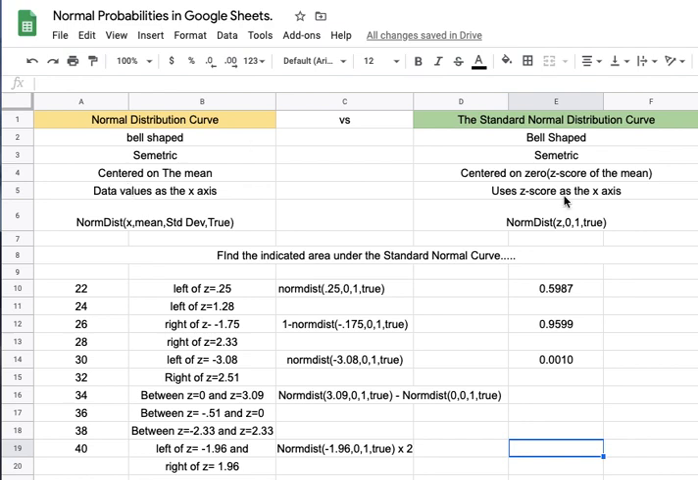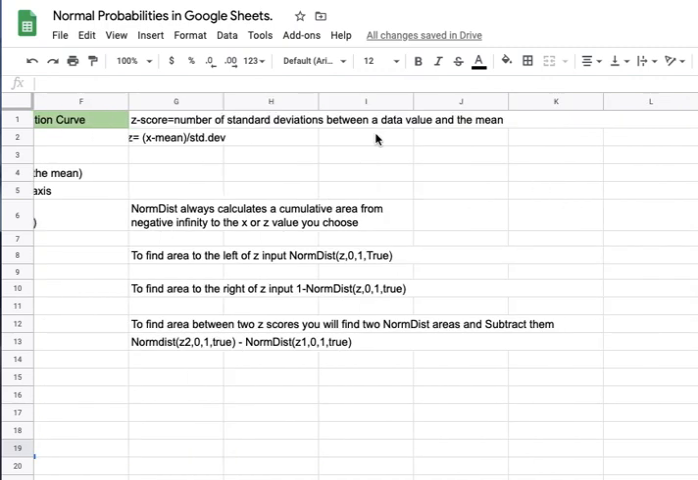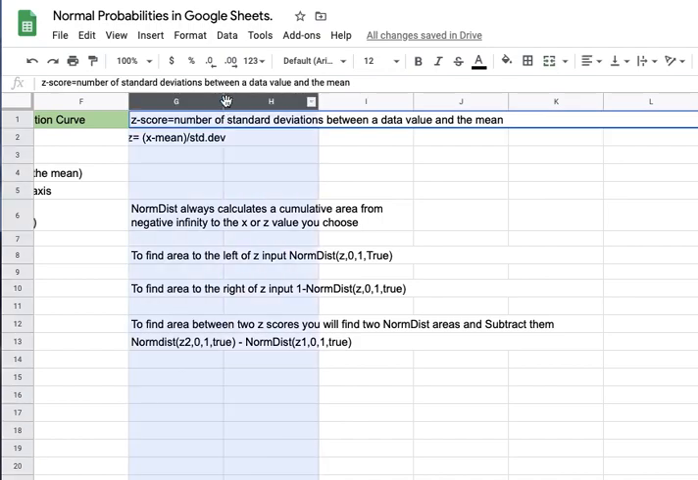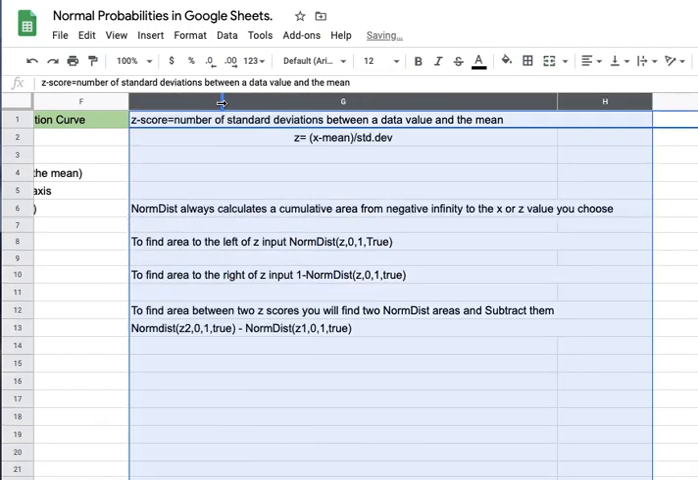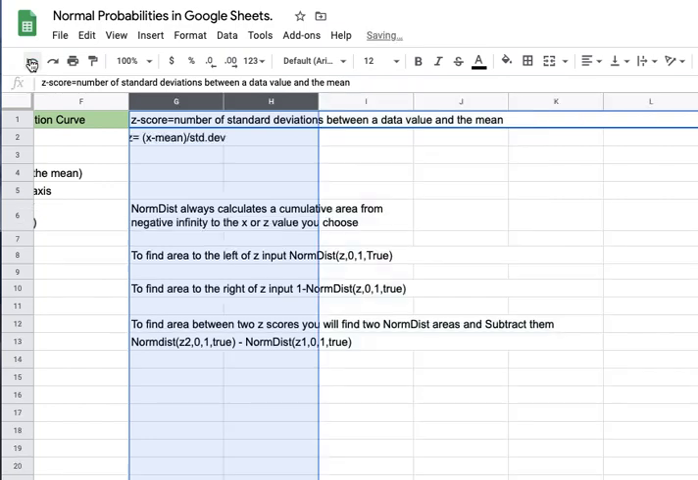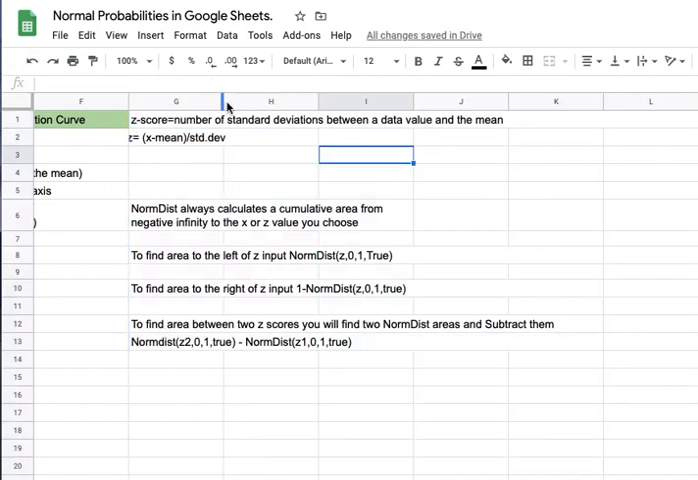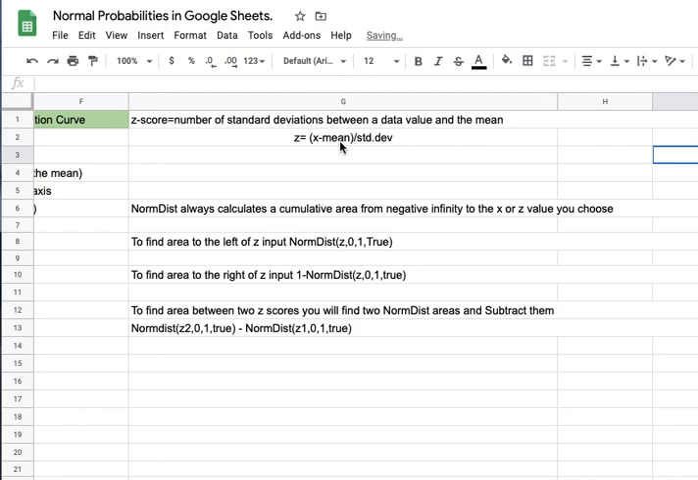Now, if we remember back in an earlier chapter, we talked about z-score. Z-score is the number of standard deviations that fall between a data value and the mean. So it's counting how many standard deviations some data value is away from the mean. And the equation for that was, let's make this a little bigger. So z equals x minus the mean, that result then divided by standard deviation.